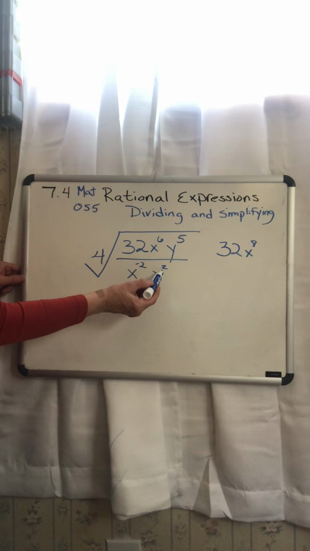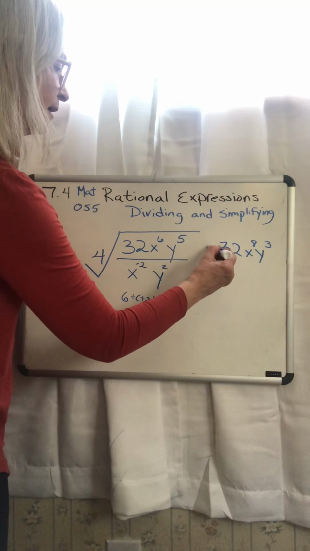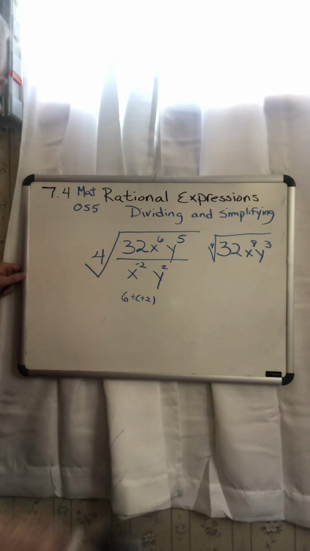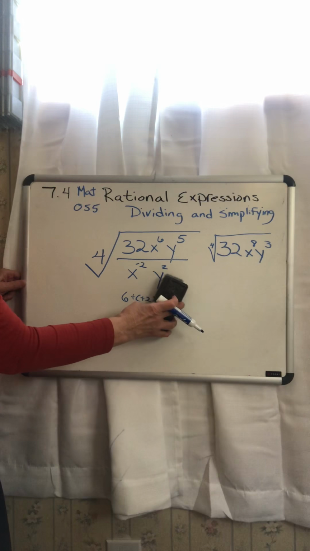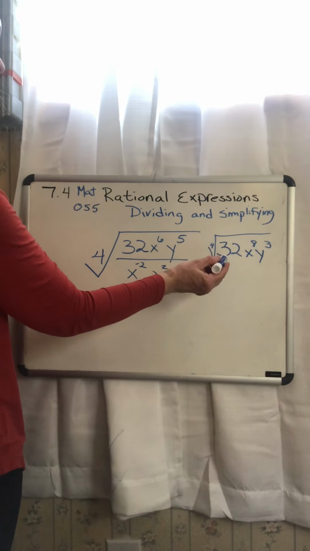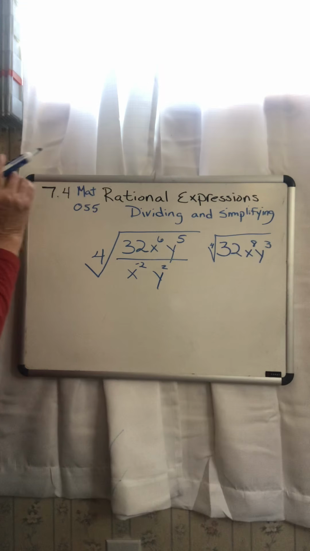5 take away 2 is 3, so we would have y to the 3rd. And that's all going to be under a radical sign, and it's root 4. Okay, I'll just erase that part. Okay, so is 32 a perfect root 4?